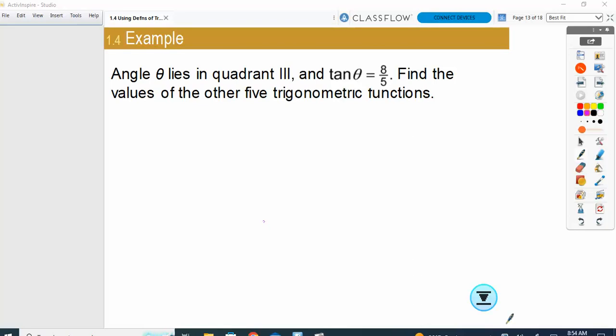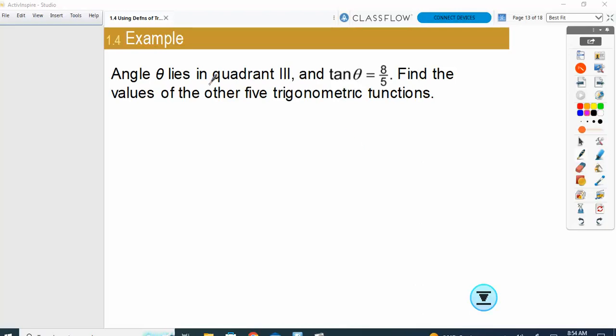What I'm going to do is give you some information, the value of one of the trig functions, and ask you to find all of the others. Now we have found all the trig functions when I gave you an x and a y, because then we could get r and use all the ratios. What I'm telling you is that my angle is in quadrant 3, and tangent is equal to 8/5. I want to find all the other trig functions.